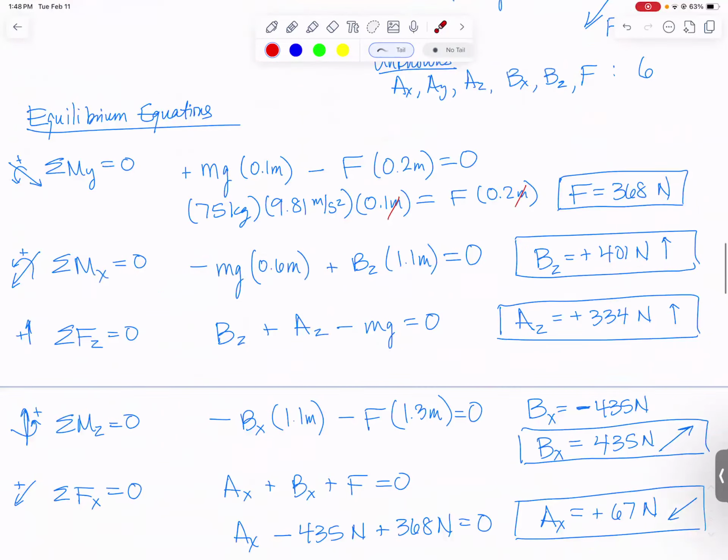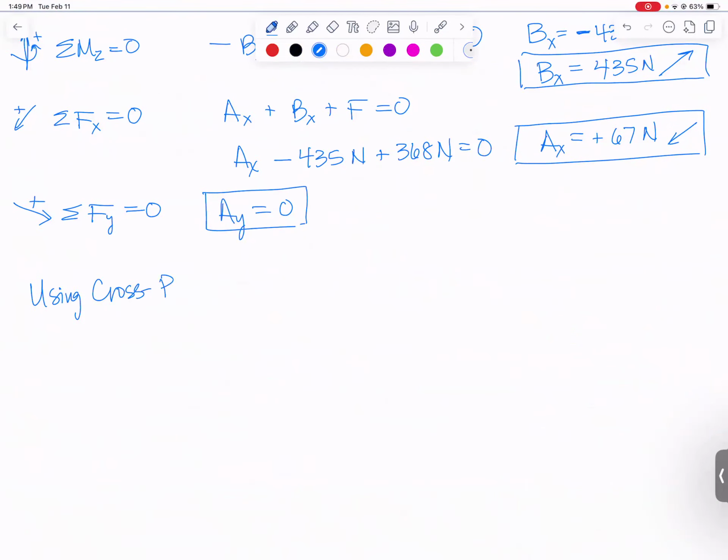So let me show you guys just a quick example using cross products, if you're not very comfortable with finding perpendicular distances and figuring out whether it's positive or negative. So let's say I wanted to sum moments about the x-axis through point A.